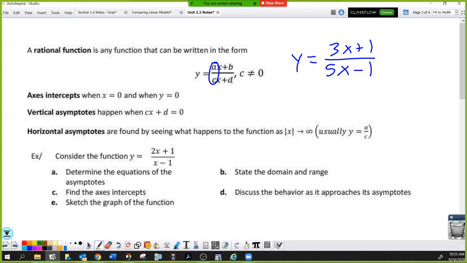So let's let x get really, really, really big. Let's let x get near infinity. Let's say x is like 10 quadrillion, okay? You plug in 10 quadrillion to the top x and the bottom x. The top one is 30 quadrillion and 1. Did the 1 really make that much of a difference?